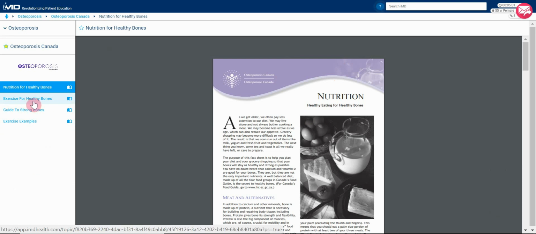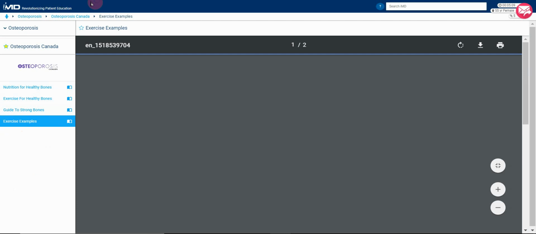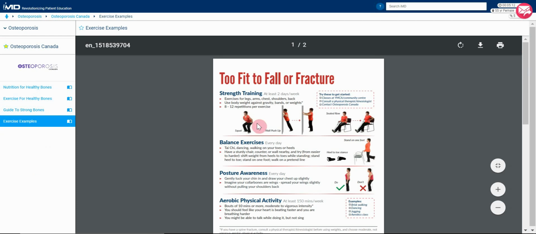It's really important to exercise 2 to 3 times a week. This will increase your bone density and decrease your risk of fractures. This guide will give you examples of the different exercises you can do and the proper way to do them. Take your time when you get home to read all of this information I'm sending you, and please call if you have any questions.